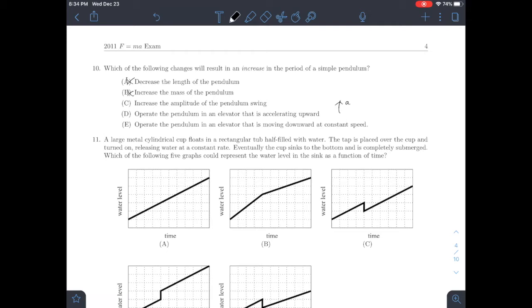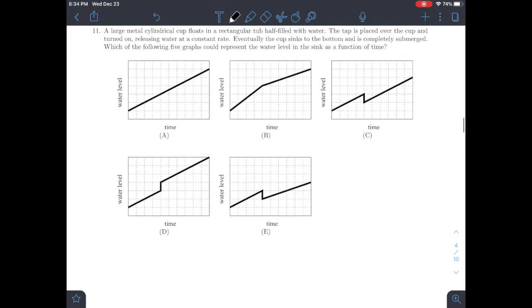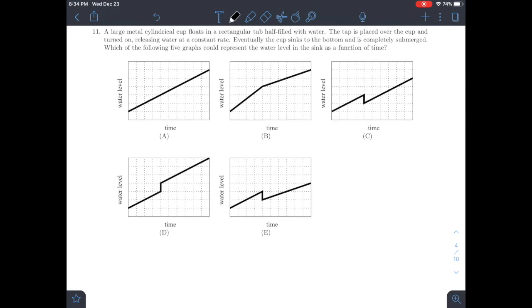So number D, when you put a pendulum in an elevator accelerating upward, it will make the gravitational acceleration seem bigger, which will cause the pendulum to swing faster, so the period is smaller. So D is also not right. Number E, because it's at constant speed, so no acceleration at all, so it's not going to do anything. So question number 10 is C. As we can see, when the amplitude gets bigger, it will get a longer period.